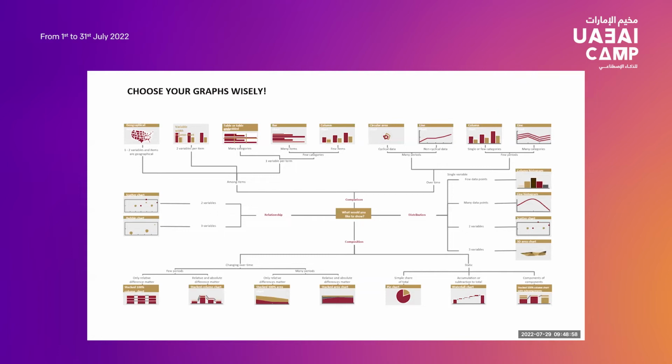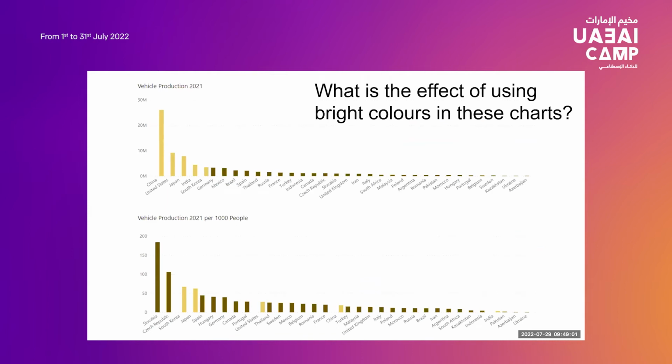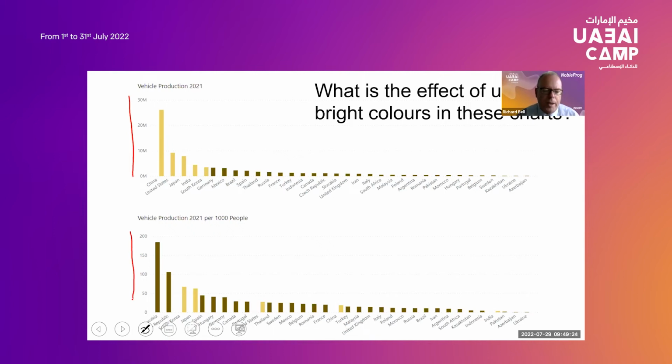Yes. All right. Before we get onto the hands-on, which unfortunately is going to be hands-on from my side demonstrating, let's now just quickly talk about color. What do you think? So here we've got, just have a look at these two charts, a little bit small maybe. The first one is overall vehicle production, and the second one is vehicle production per capita. What do you think the effect is of using color in the chart? What is that giving to us?